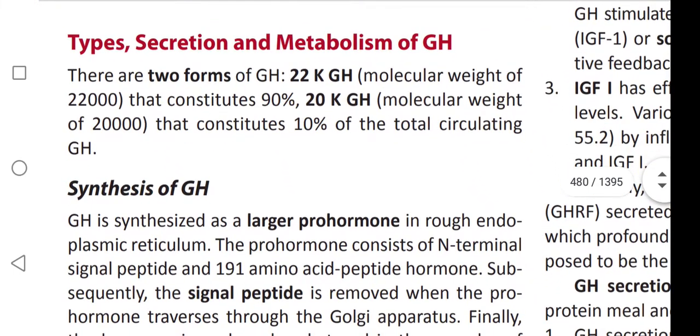And next is types, secretion and metabolism of growth hormone. In this video we are talking about the types and secretion. There are two forms of growth hormone: the 22K growth hormone, which has a molecular weight of 22,000 and constitutes 90%, and the 20K growth hormone, which is only 10% of the total circulating growth hormone.